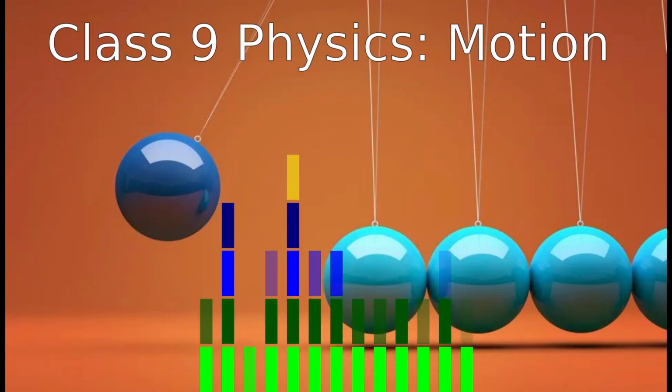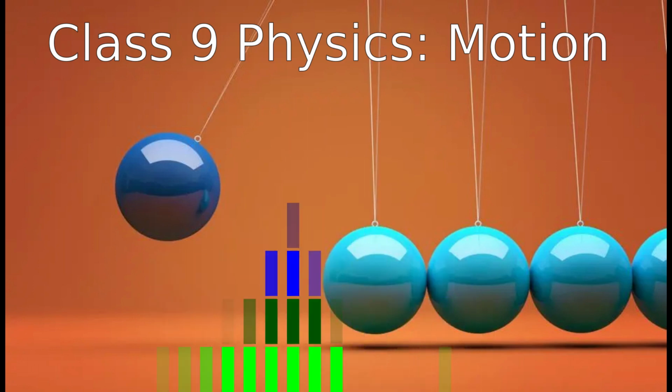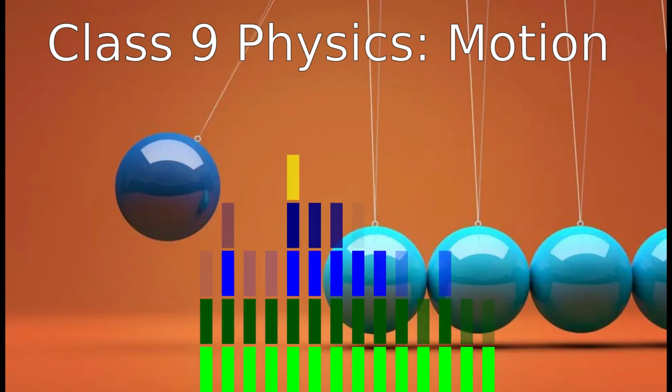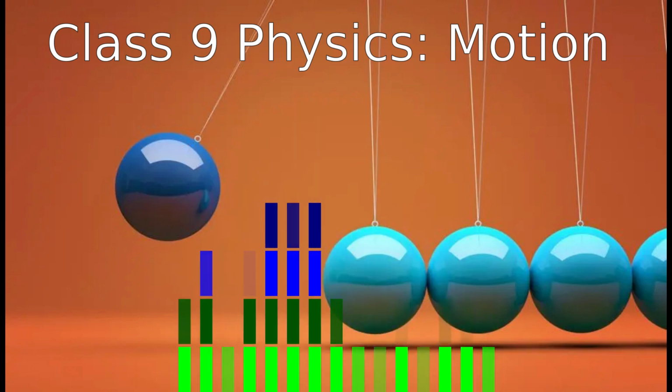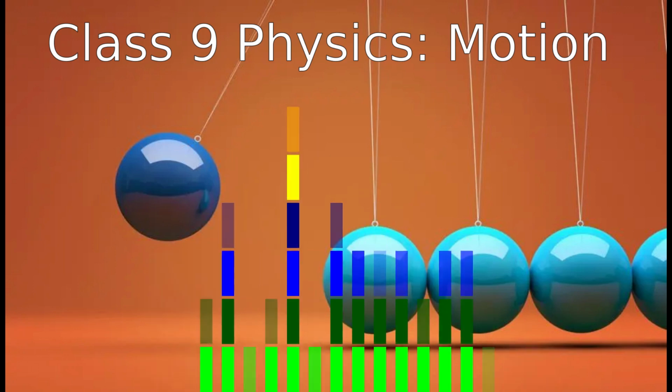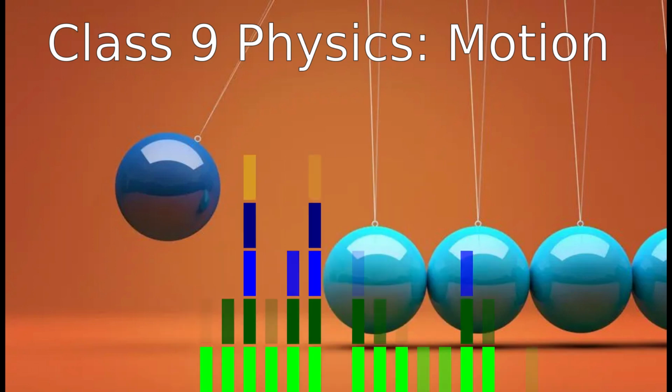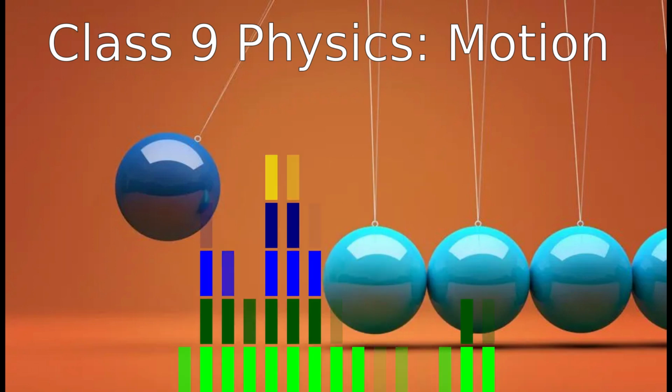Now let's talk about displacement. Displacement is the length between initial and final point of the body. Its unit is also meter, but it is a vector quantity. It has direction included in it.